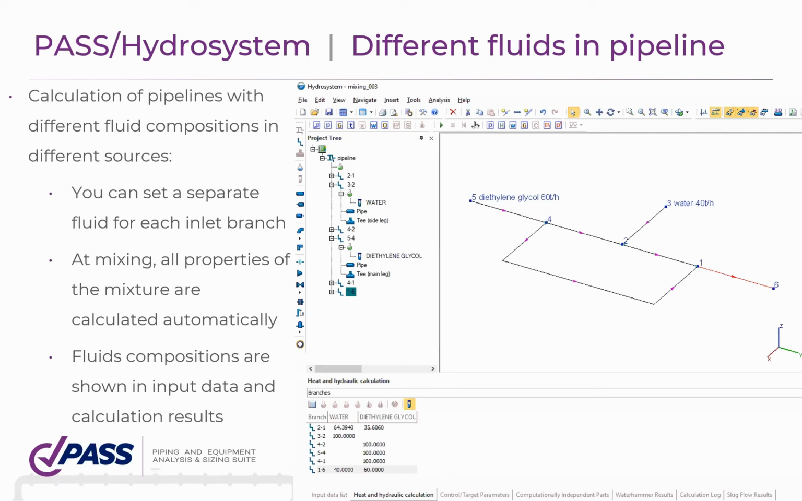So now if you have a piping system with different fluids, with mixing or something like this, you can calculate it right here in HYDROSYSTEM. Currently, it's done only for single phase flow, for liquids and gases, but in a future version, we will add such capability for two-phase and multi-phase flow also.